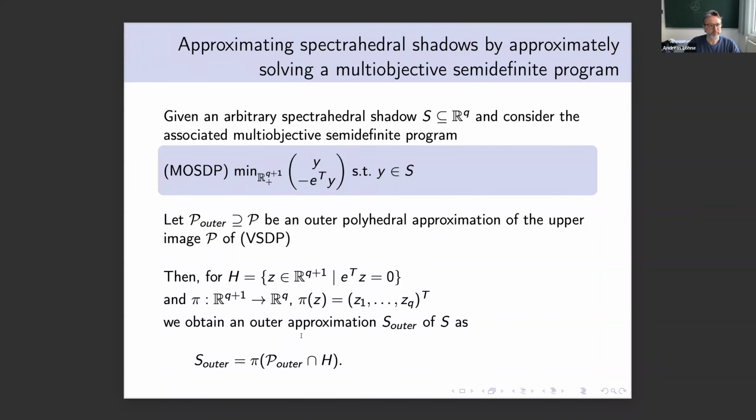Then we use the same idea. We define this hyperplane H, and pi is the projection, which means deleting the last component. And what we obtain is an outer approximation of our originally given spectrahedral shadow. That means we can compute polyhedral approximations of spectrahedral shadows by solving a multiple objective, or by approximately solving a multiple objective semidefinite program.